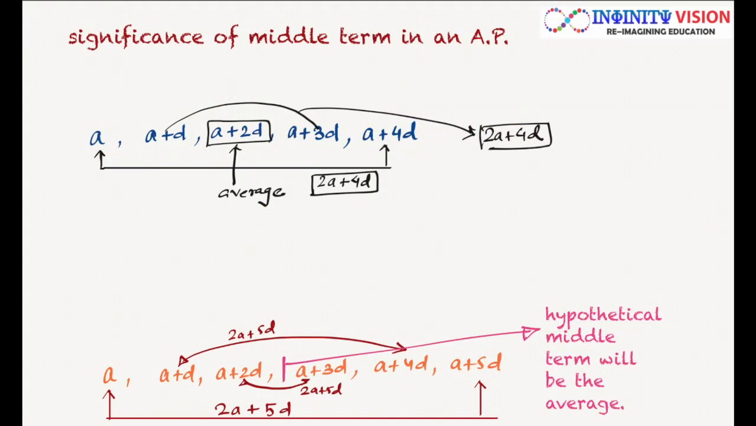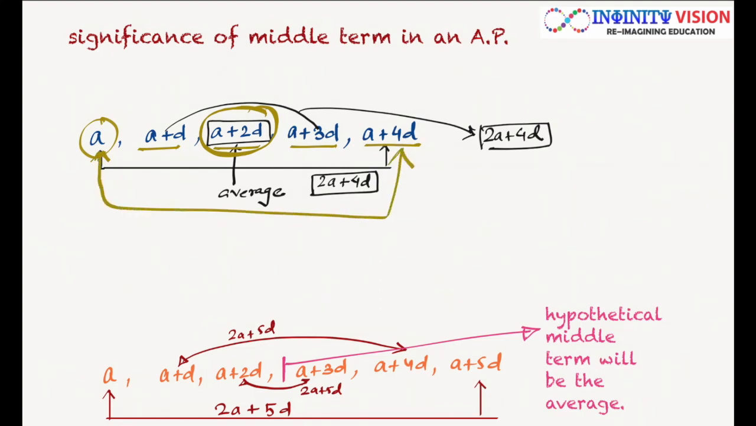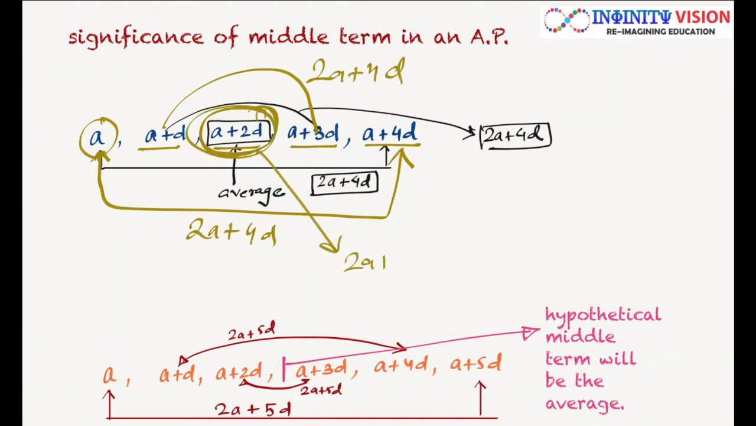Significance of the middle term in an AP. I took a total of 5 terms: A, A plus D, A plus 2D, A plus 3D, A plus 4D. The total number of terms is odd, and as you can see A plus 2D is lying in the middle. If you take the first term and the last term together, it becomes 2A plus 4D. If you take the second term and the second last term, it again becomes 2A plus 4D, and if you double the middle term, it becomes 2A plus 4D. So I can say that A plus 2D is the average of this series. So the middle term will be the average.